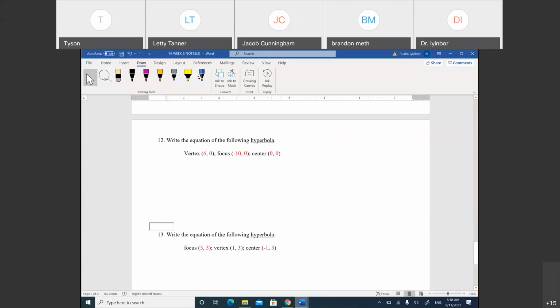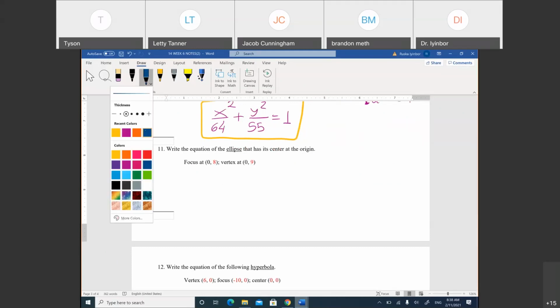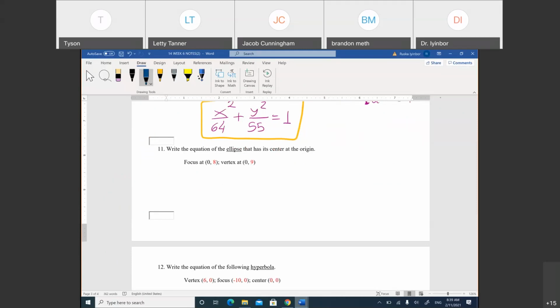Okay, so let's go over it, we have one more ellipse. We have to write the equation, number 11, of an ellipse with the given properties. Center at the origin, so we have another center 0, 0. So the center of the ellipse is 0, 0. The focus is 0, 8. And also they give me the vertex is 0, 9.